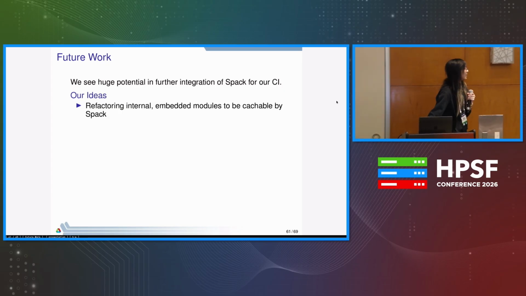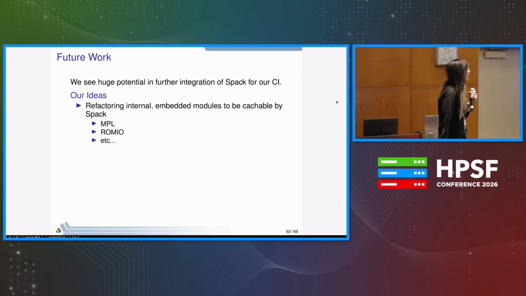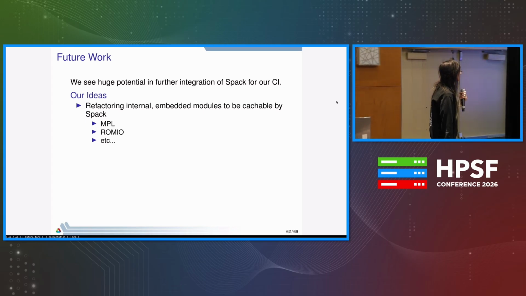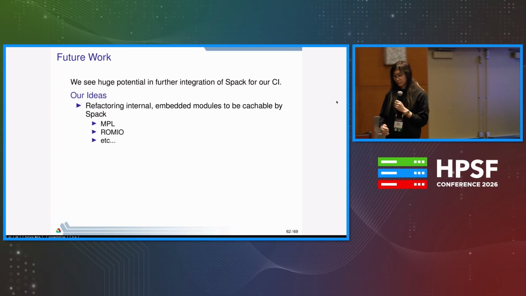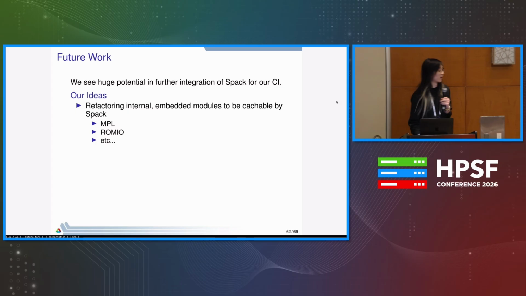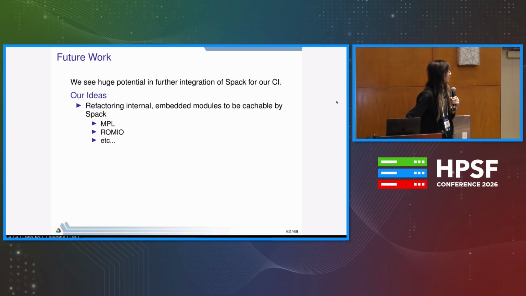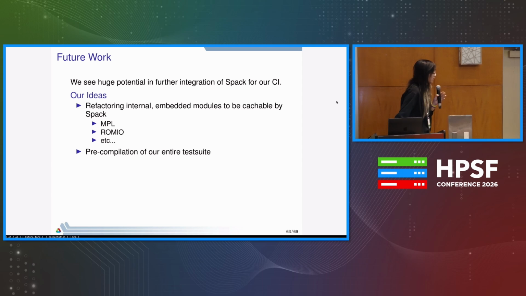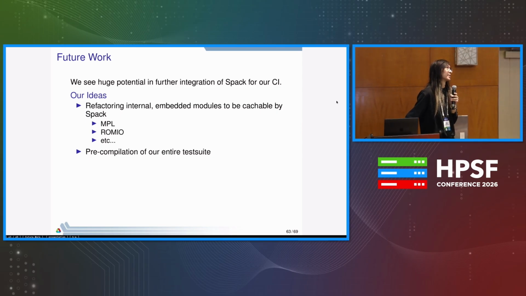I think that a very natural progression from where we are currently is to further refactor out these internal modules that we have, be it MPL, Romeo, whatnot. We can do further work to improve our build system to be able to treat these as embedded shared libraries in the first place. We can precompile our entire test suite. This is a little bit harder because we kind of need to presume that the test suite's compiled but depends on a version of MPICH.